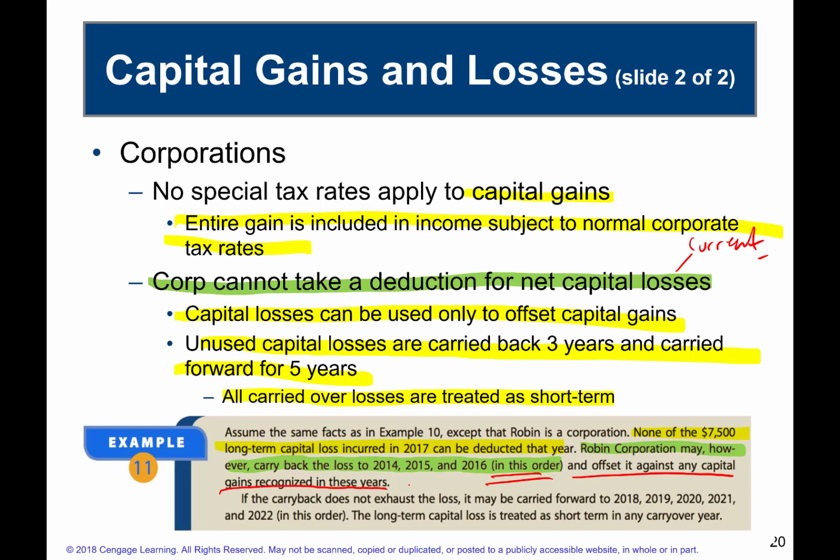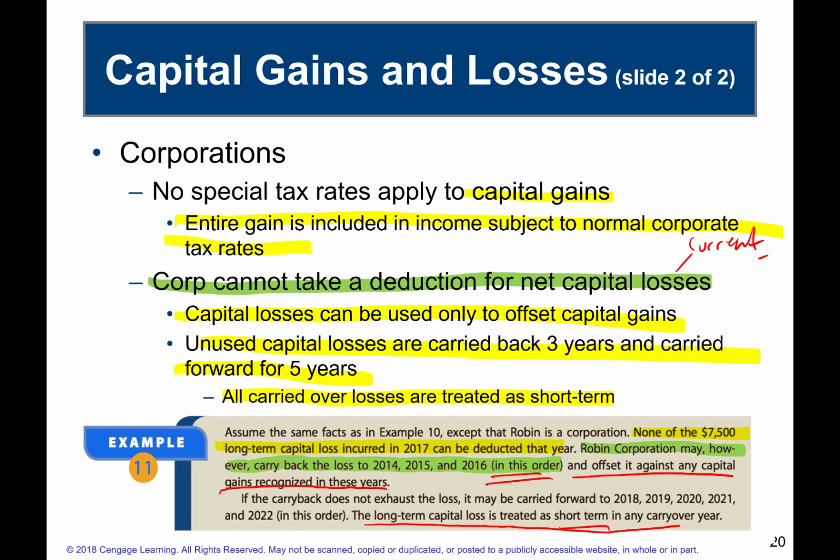If the carryback does not exhaust the loss, then it can be carried forward, and it goes in chronological order: 2018, 2019, 2020, 2021, 2022. How many years? 5 years forward. 3 years back, 5 years forward. And it'll be treated as short term, and again, all that means is taxed at the regular corporate rate. There is no special, preferential rate for long term like there used to be for corporations and like you see for individuals.